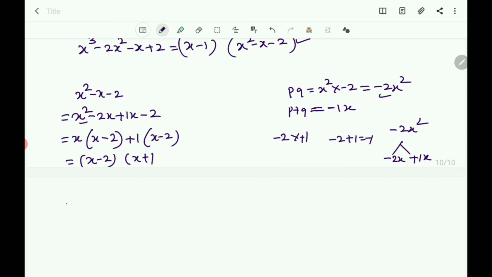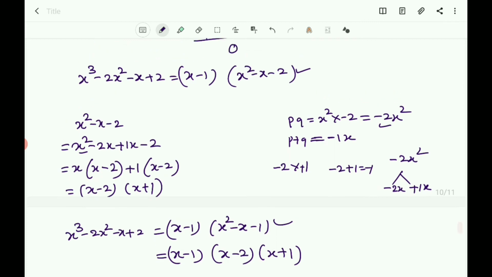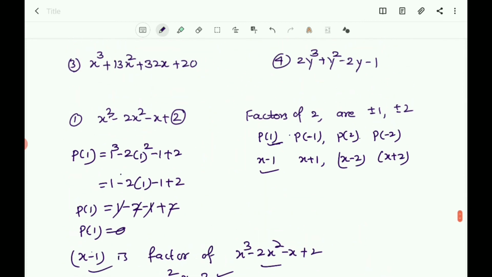So you got that x cube minus 2x square minus x plus 2 is equals to x minus 1 into x square minus x minus 2, that is equals to x minus 1. What are the factors of x square minus x minus 2? They are x minus 2 and x plus 1. In this way you got 3 factors here: x minus 1, x minus 2 and x plus 1. So you got the factors of the expression x cube minus 2x square minus x plus 2.